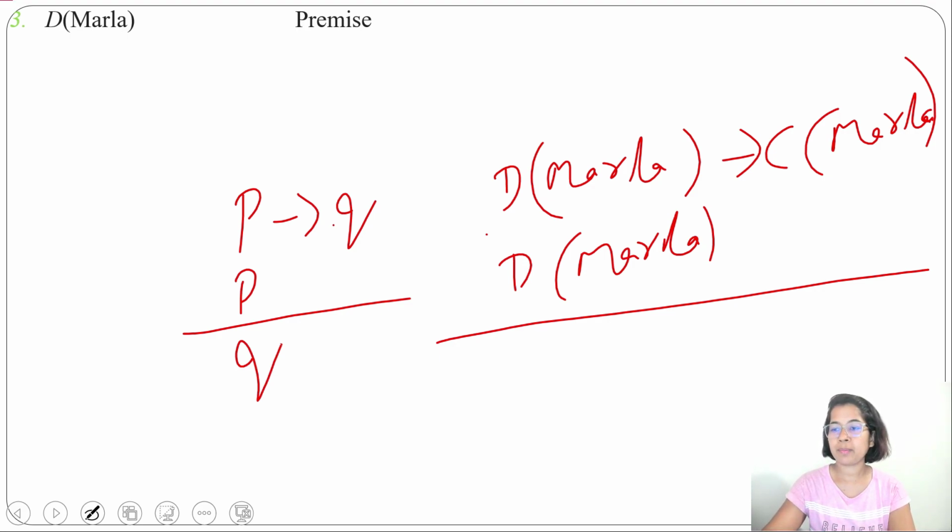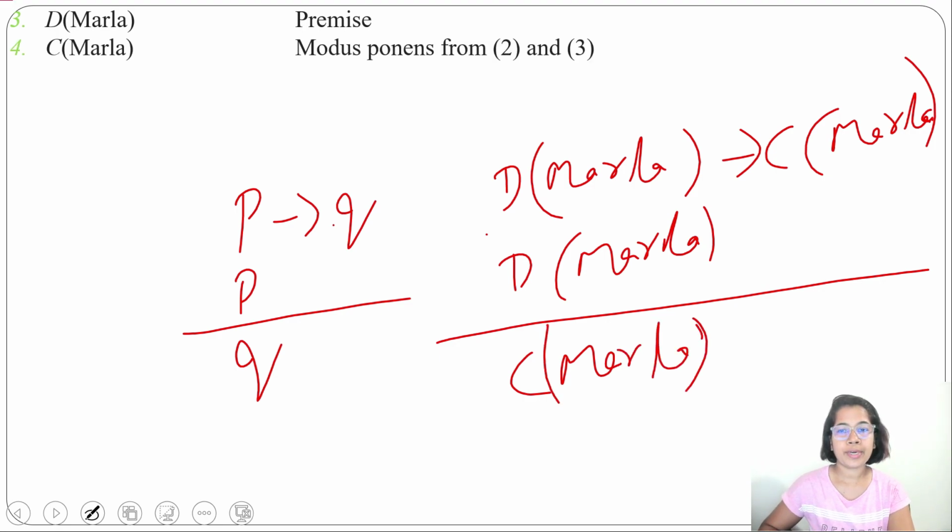So here D(Marla) implies C(Marla) and D(Marla) is true, which means C(Marla) is also true. So modus ponens from 2 and 3. This is our 2, this is our 3. So by modus ponens from 2 and 3, we conclude C(Marla), meaning Marla has taken the course in computer science. The students in the discrete mathematics class have also taken a course in computer science, and Marla is one of the students, so she has also taken a course in computer science.